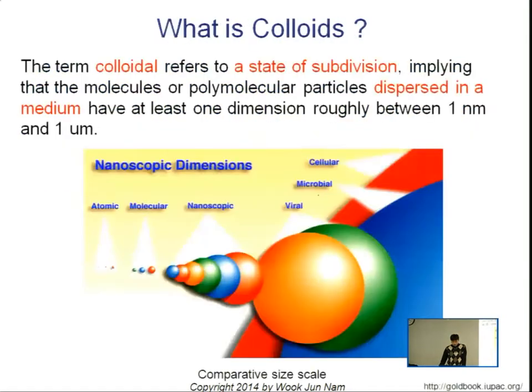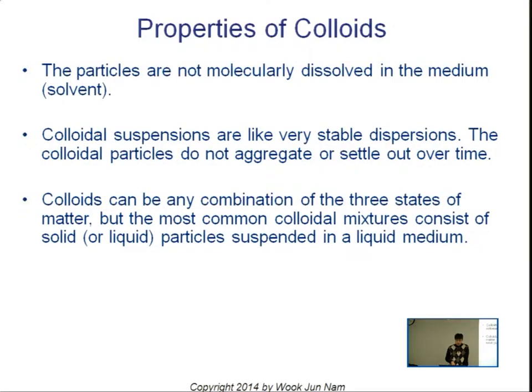So colloids and colloidal chemistry. What is the colloid? The colloid is some kind of subdivision of material which is mixed with some medium. The size of those subdivided materials is between 1 nanometer and about 1 micrometer. The property of a colloid is that it is not dissolved into the medium. It is a separate material, smaller than the medium, technically mixed with the medium, but present as an independent material. So colloidal suspensions are very stable dispersions.